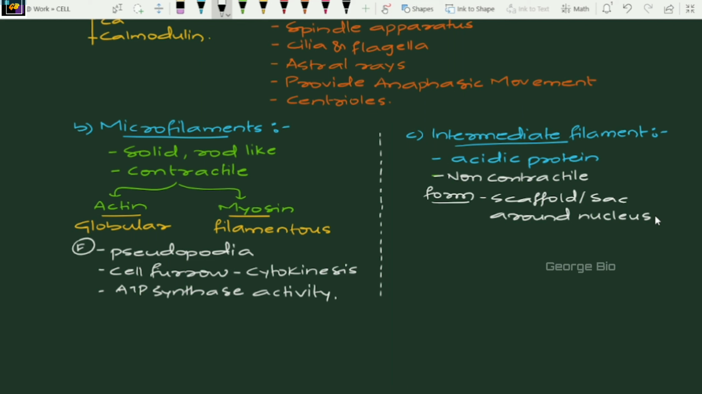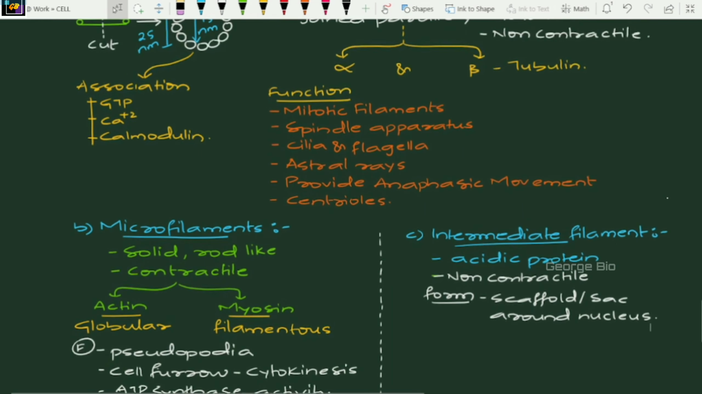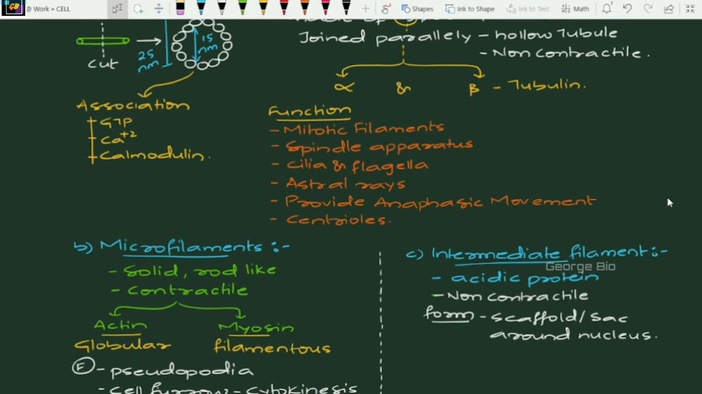Out of the following, which is odd with respect to the functions of microtubules? Number one, it helps in formation of mitotic filaments. Number two, it helps in formation of cilia and flagella in prokaryotes. Number three, it helps in formation of astral rays. And number four, it helps in formation of spindle apparatus. What is the suitable answer here? Prokaryotes is the one where flagella is made of flagellin protein, not tubulin protein. Now that's a suitable answer. In the next session, we'll go with centrioles.